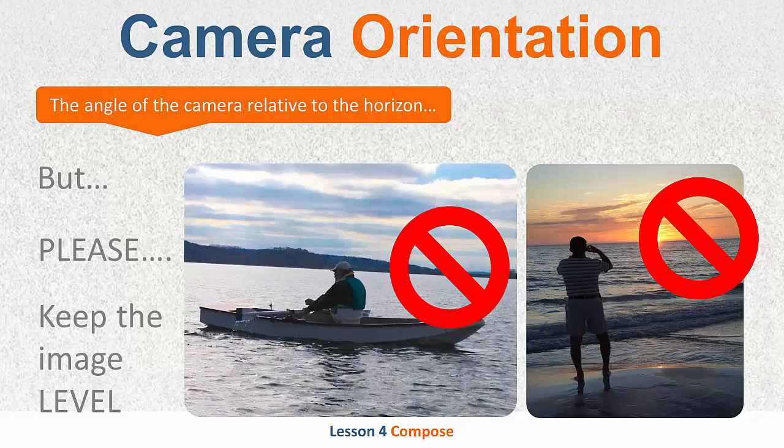We've presented 5 foundation topics in the compose step of taking photographs: using the rule of thirds, adjusting background, creating depth, framing the subject, and camera orientation. In the next lesson, expose, we'll learn how to use 2 key controls available in virtually every camera that enable us to further adjust the image and then capture that image in the camera.